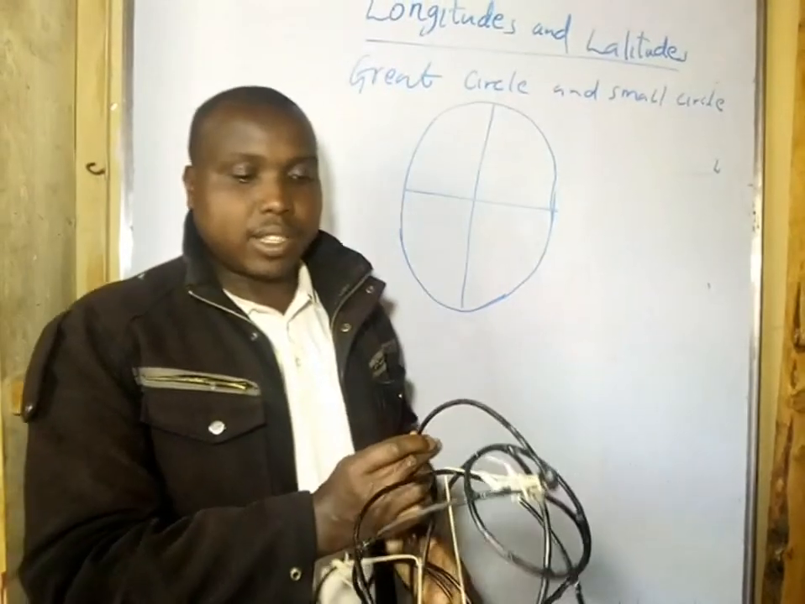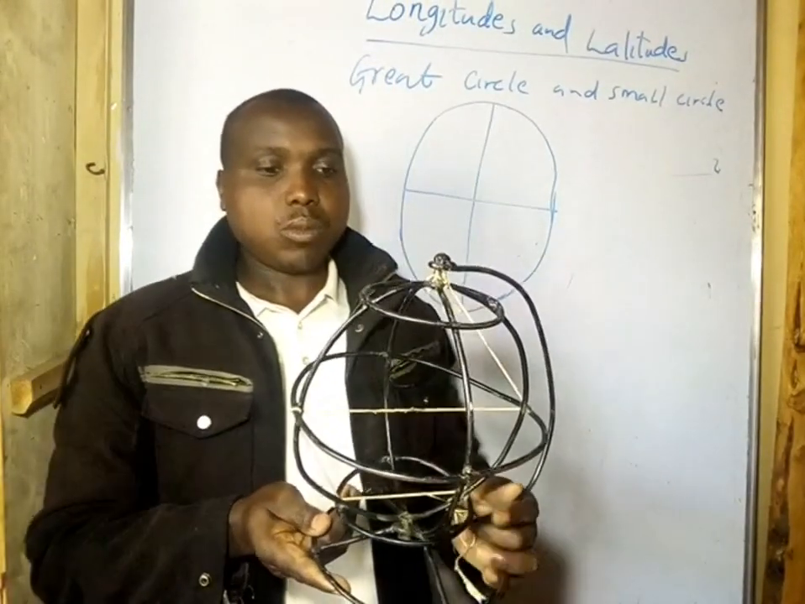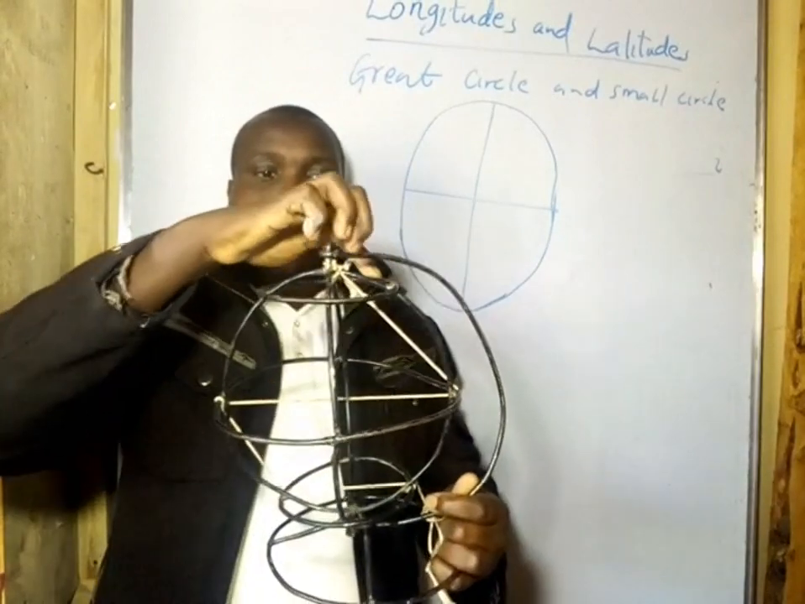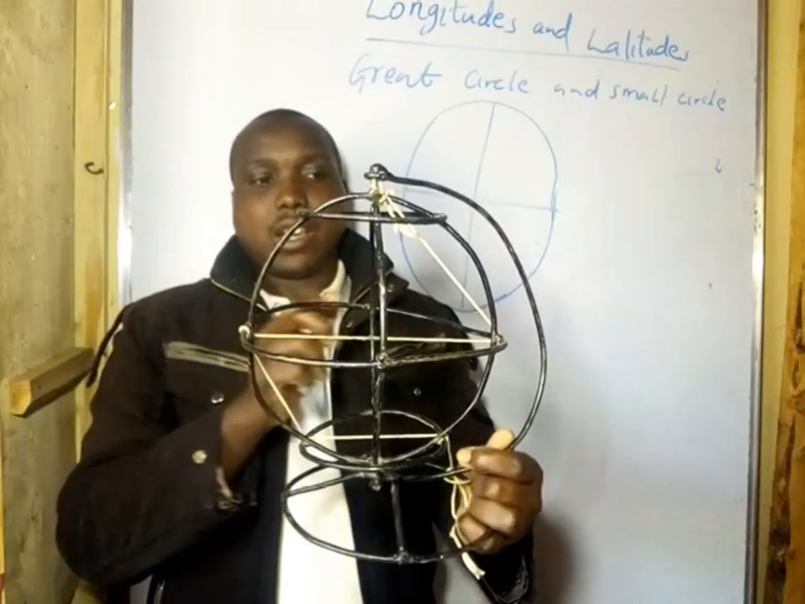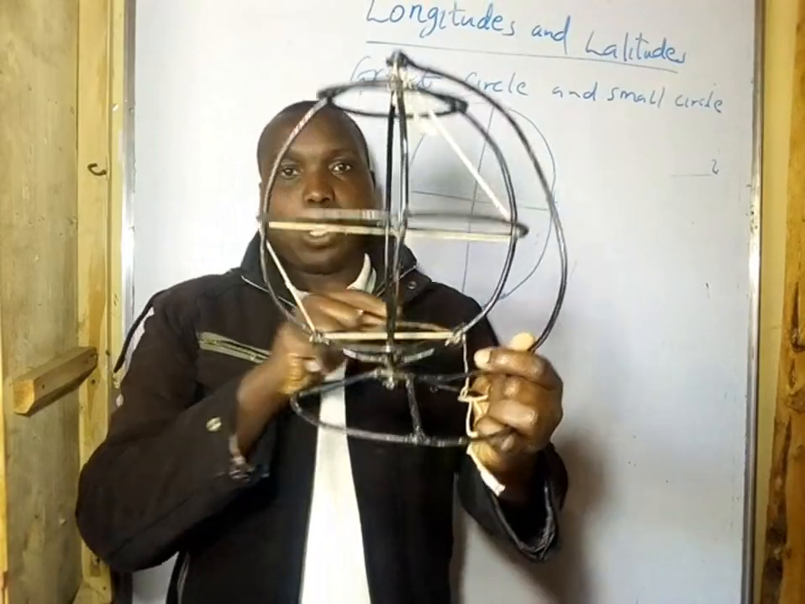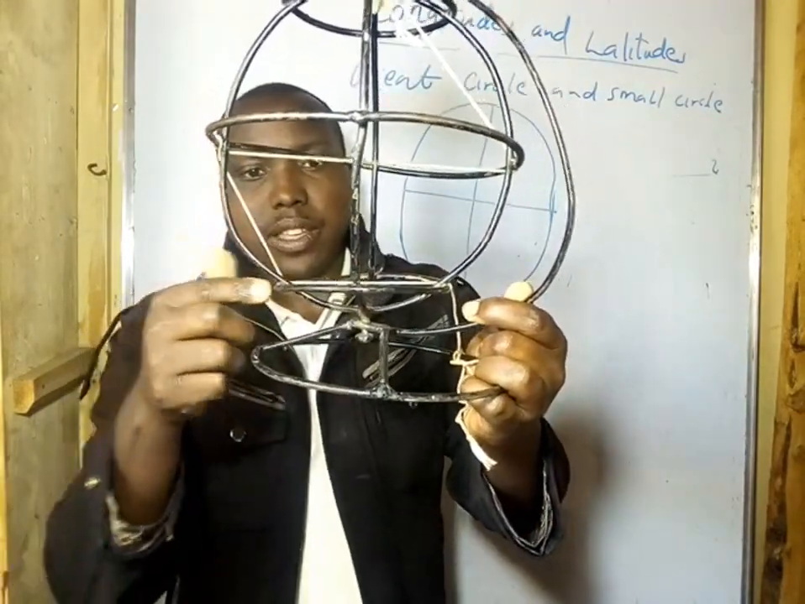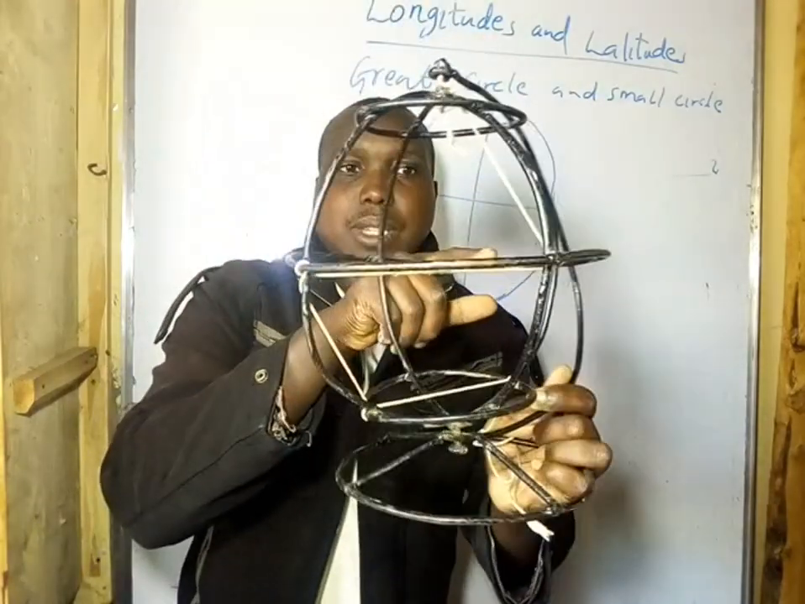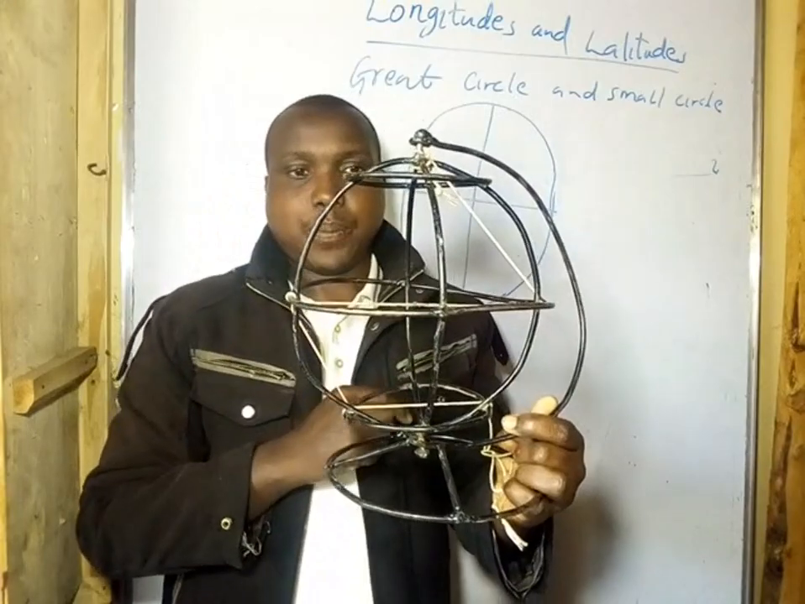With me here, I have a globe. This globe has this circle, as you can see. There is this circle here. There is this circle at the middle, and there is another circle here at the bottom. I hope you are seeing it. There is this circle at the middle, and there is another one there.